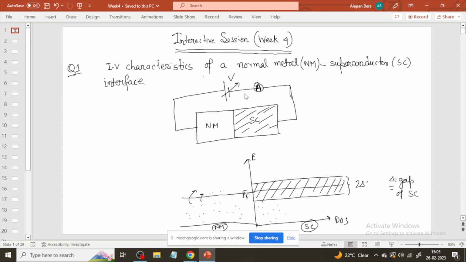Now we have made the circuit like this, where we have applied an external variable voltage, and at the same time we are measuring the current through this circuit. So this is like a two-probe measurement.